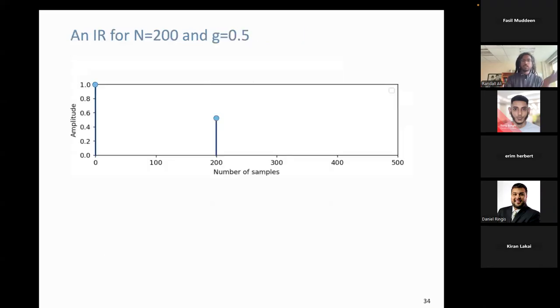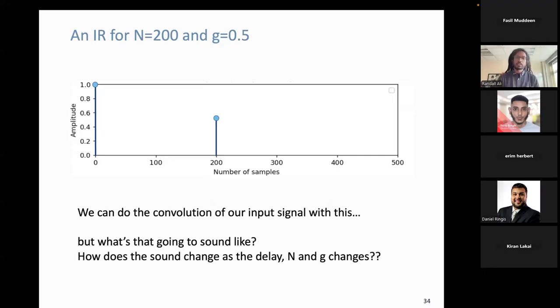So what does that look like? Here's an example of the impulse response for N equal to 200 and g equal to 0.5. Remember, g is the gain that's applied to this delayed path. Okay, so that's the impulse response. It's nothing really fancy. It's a main impulse and then the impulse delayed by 200 samples.